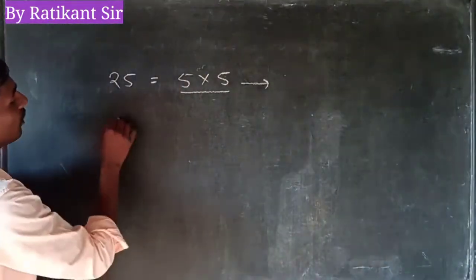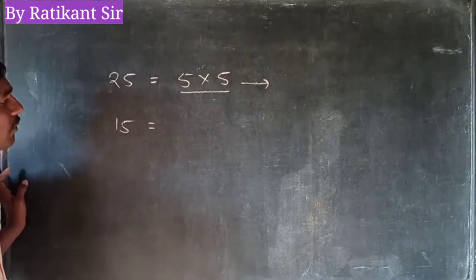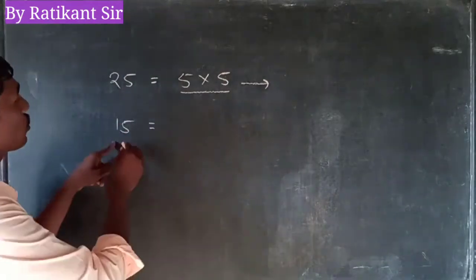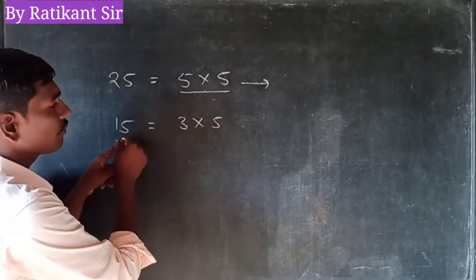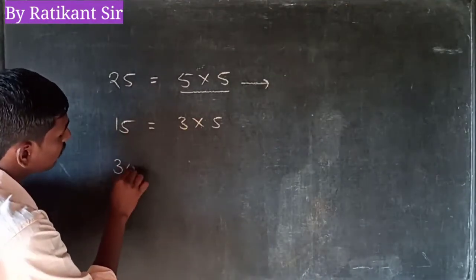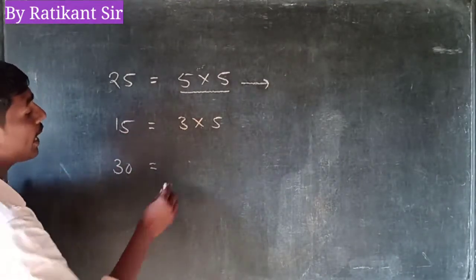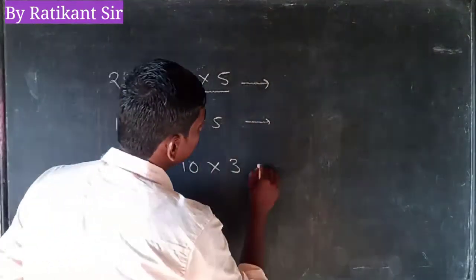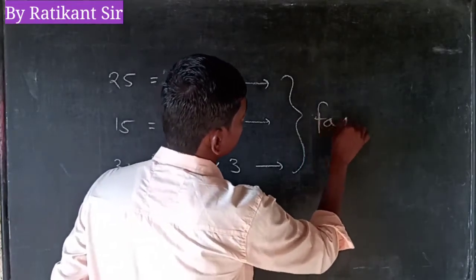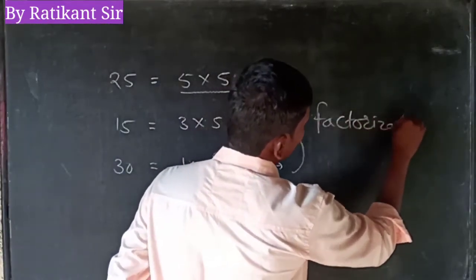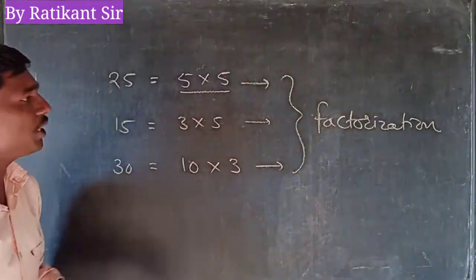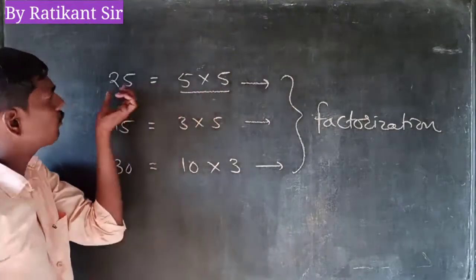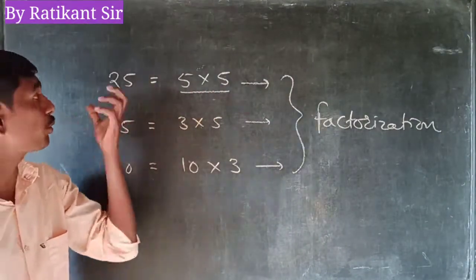Suppose I am writing again 15. 15 is divisible by 3 as well as 5. How? 3 5s are 15, right? Now I am writing here 30. So 30 can be factorized as 10 into 3. Clear? So every time you can see, this is called factorization. Factorization means the product of those numbers, and the product will be the same.